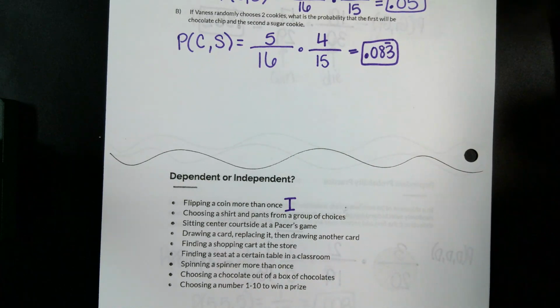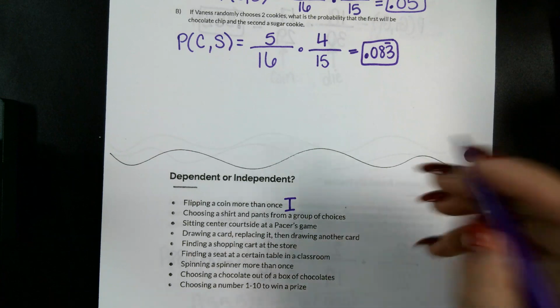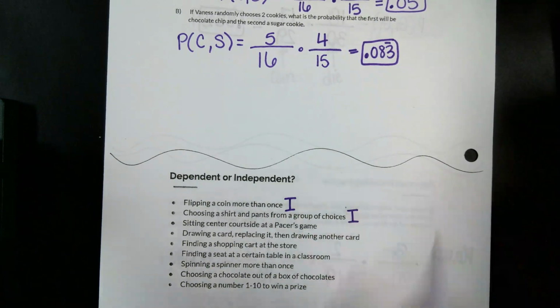Choosing a shirt and pants from a group of choices. What do you guys think? Will the shirt affect the pant choice? No, they're independent of each other. They're 2 different items, so they're not going to affect each other. Now, if it was choosing a shirt and then choosing another shirt without replacing the first shirt, then it would be dependent, right?